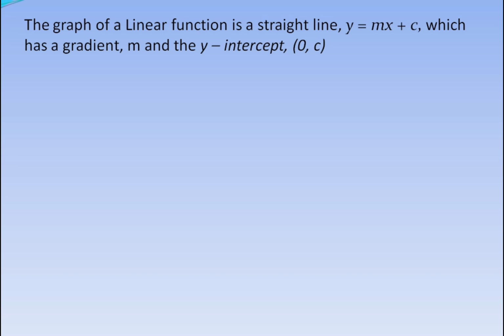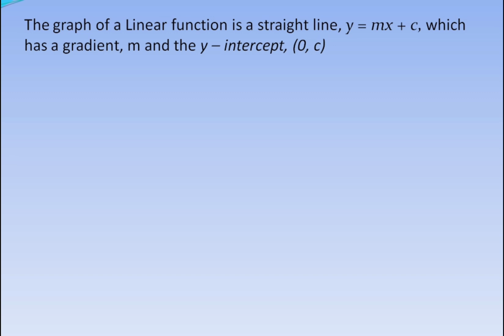Okay, and the y-intercept, we must have 0 and c. The 0 means that if you are talking about the y-intercept, then my x should be 0. That's why we have 0 there. And as we said, the c becomes the y-intercept, and that's the coordinate. So the coordinate of the y-intercept is (0, c).